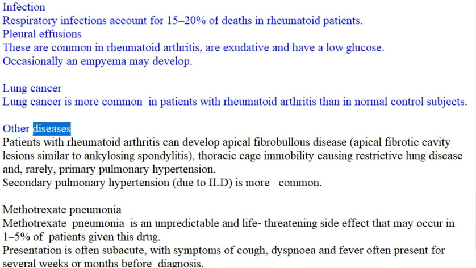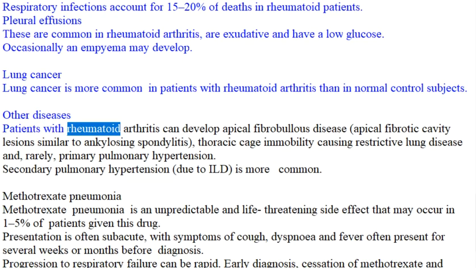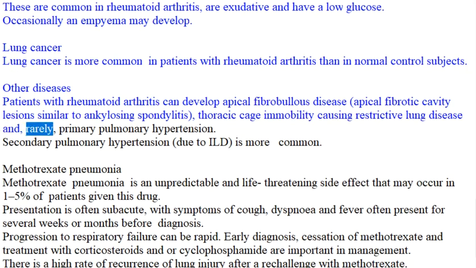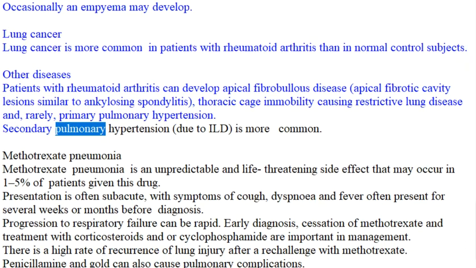Other diseases. Patients with rheumatoid arthritis can develop apical fibrobullous disease, apical fibrotic cavity lesions similar to ankylosing spondylitis, thoracic cage immobility causing restrictive lung disease and, rarely, primary pulmonary hypertension. Secondary pulmonary hypertension, due to ILD, is more common.